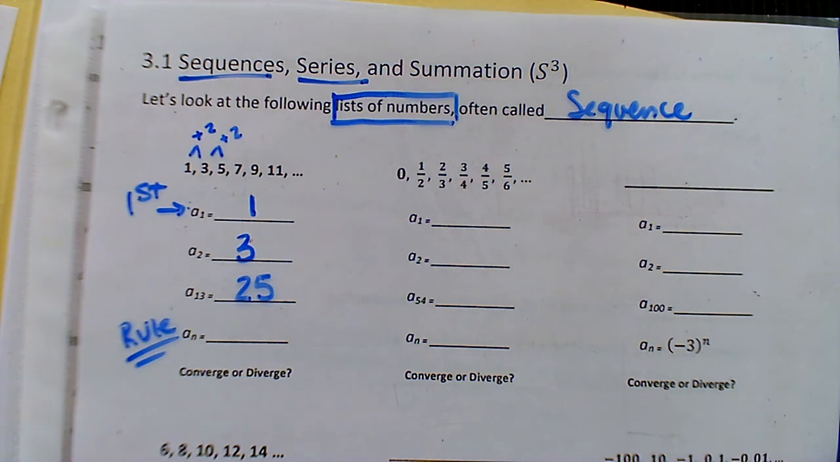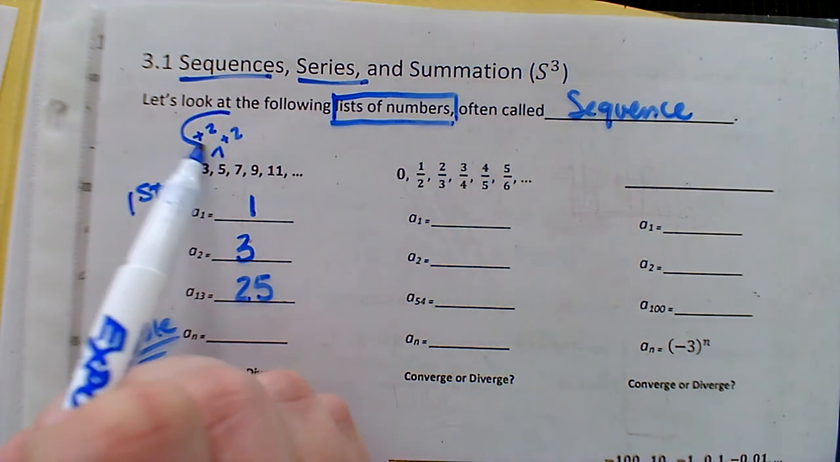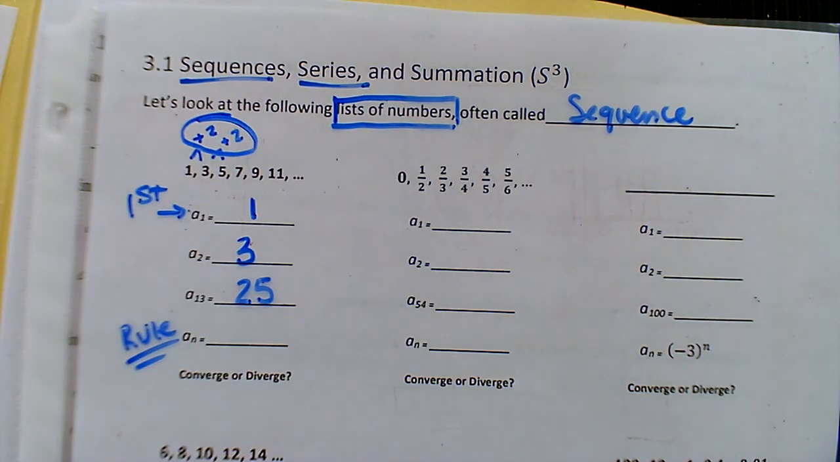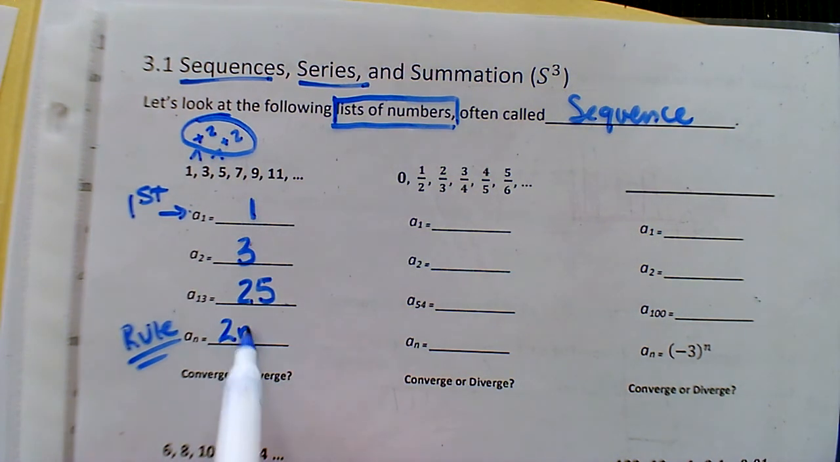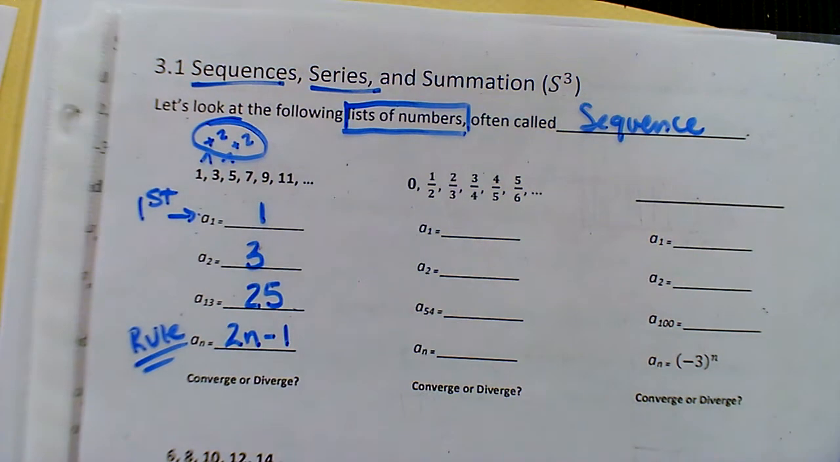This 2 plays some part in it. Maybe not necessarily adding 2, but there is a 2 in the rule somewhere. Yeah. So we need 2n minus 1. 2n minus 1. Okay, so let's check it out.